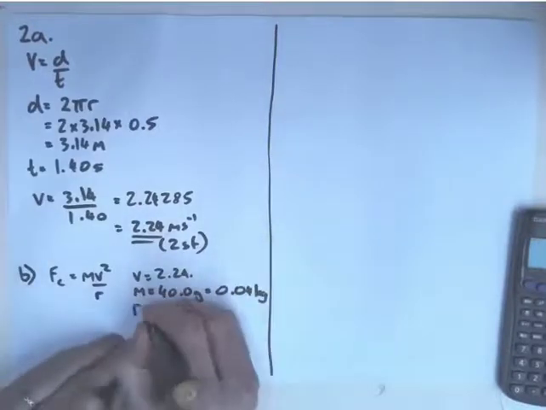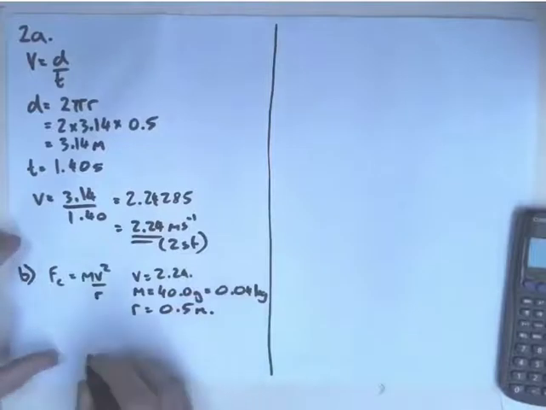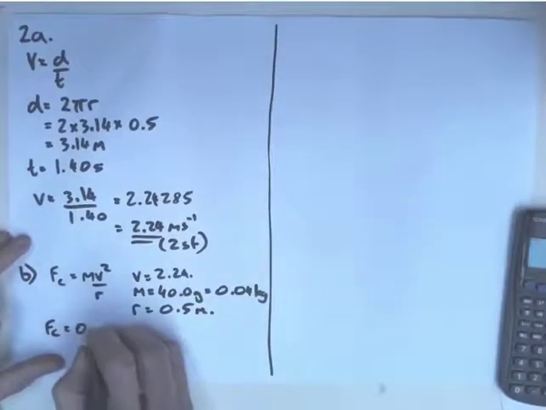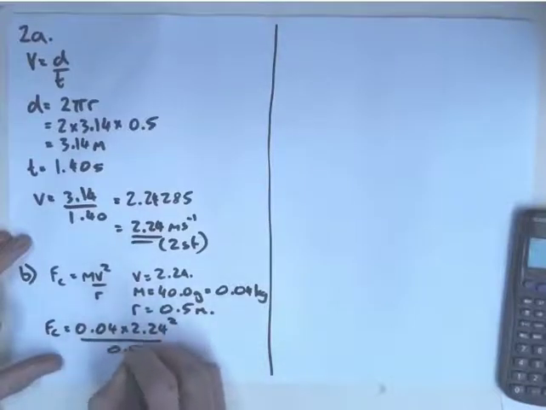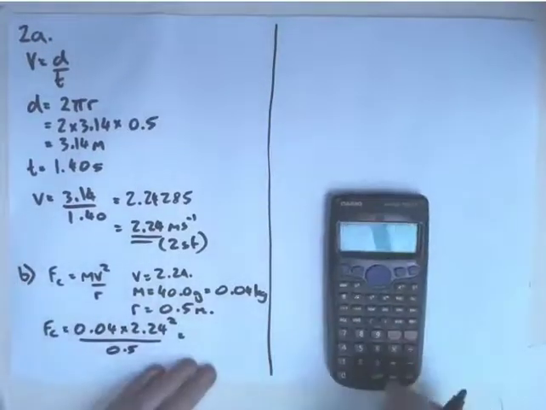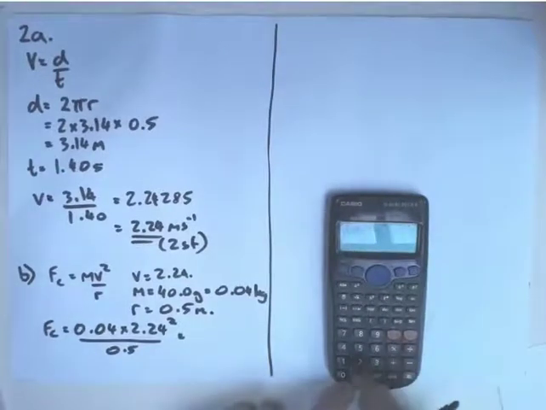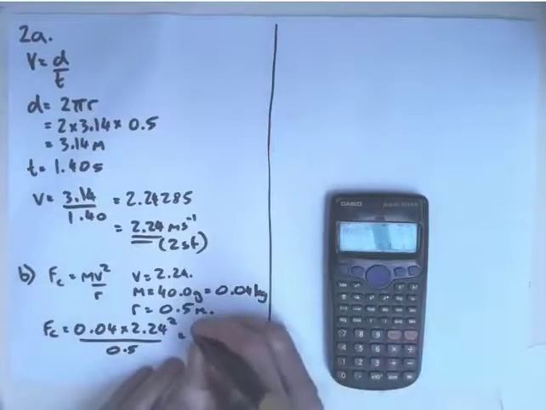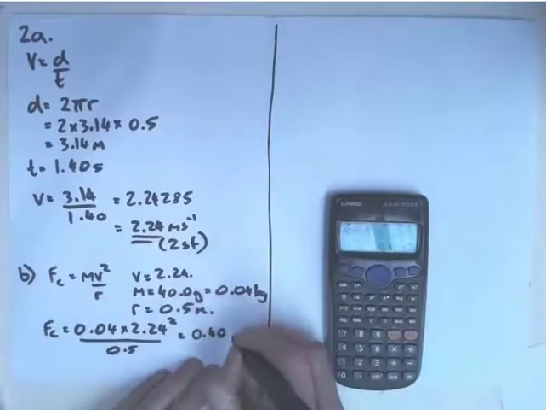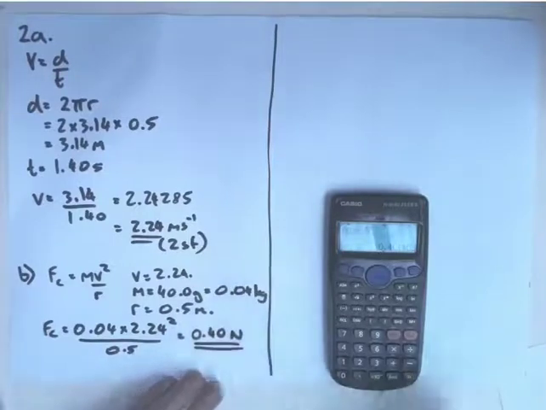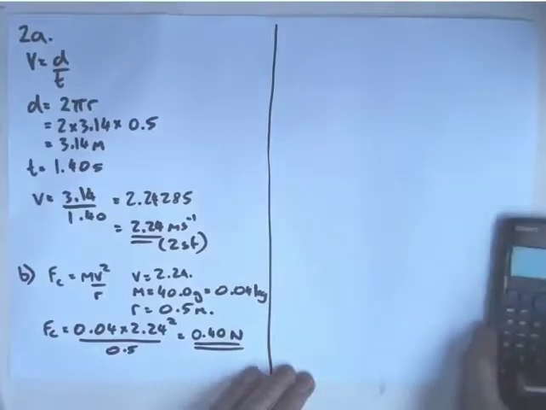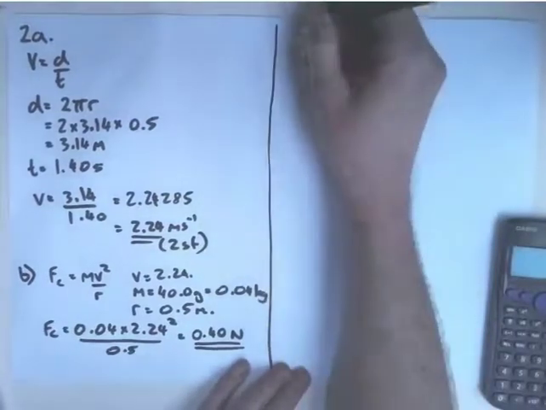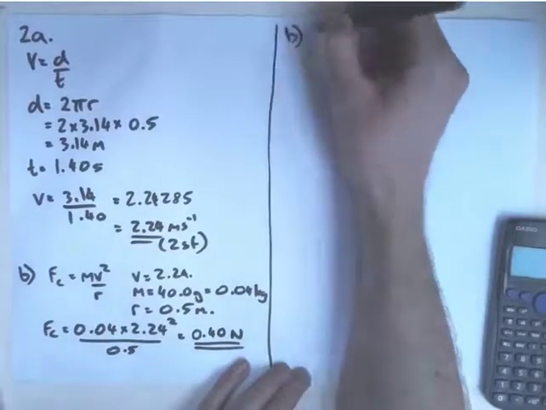We've been given v as 2.24. In fact, we've calculated it as well. The mass is 40.0 grams, which we have to convert to 0.040 kilograms. And the radius is given as 0.500 meters. So we substitute that into the equation, F equals mv squared over r, and we get 0.40 newtons. And I've given that to 2 significant figures. I actually think I should have probably rounded that to 3 significant figures, so that is perhaps a mistake on my part, but it might of course be accurate.